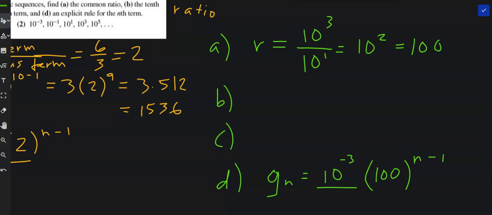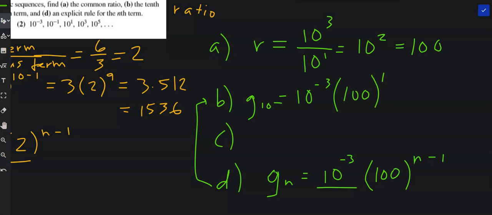Now, could I multiply that out and get the decimal version of 10 to the negative third power? Sure, I could. I don't need to, but I could. Now we can go up and plug in and find the 10th term, right? The 10th term would be 10 to the negative third times 100 to the 10 minus 1 power.